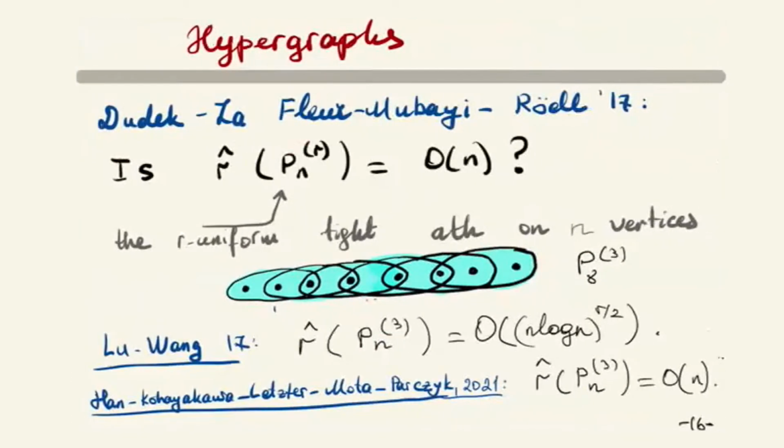Okay, so for hypergraphs, the study of size Ramsey numbers has only been initiated very recently, in 2017. There's this paper by Dudek, Lafleur, Moubaye, and Rödl where they started to ask these questions for really basic hypergraphs, and even for those we didn't know much until recently. So they asked what's the size Ramsey number of the r-uniform tight path.